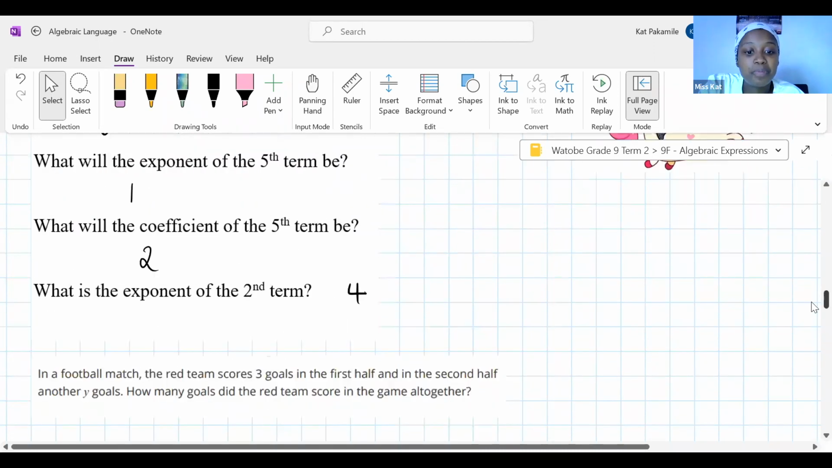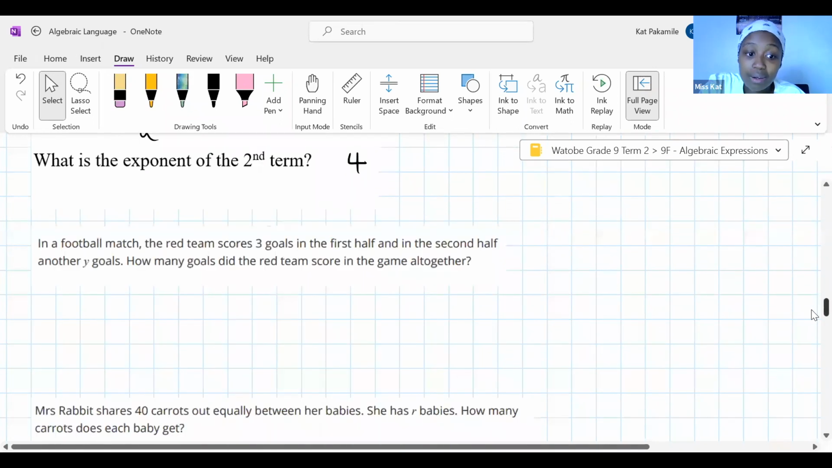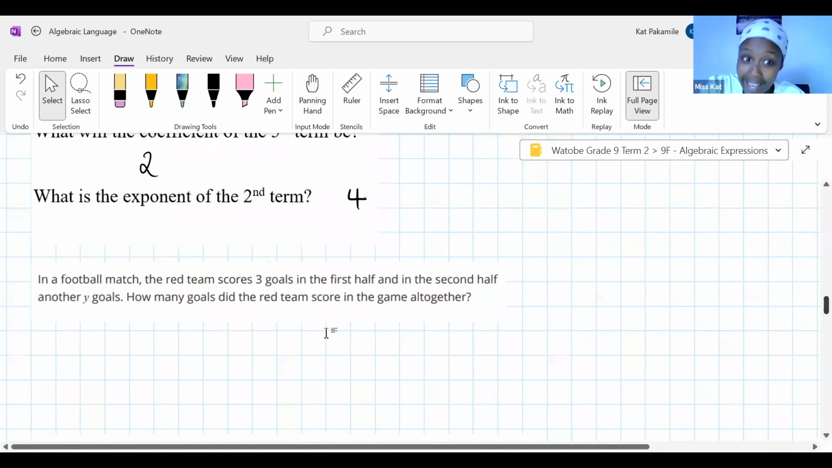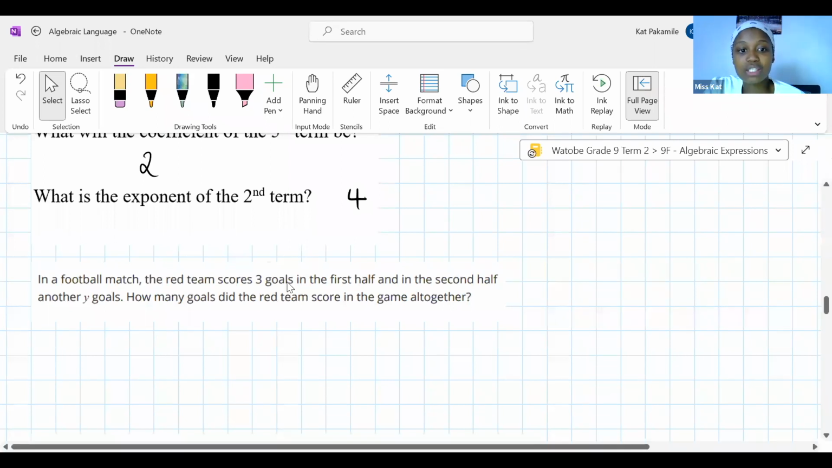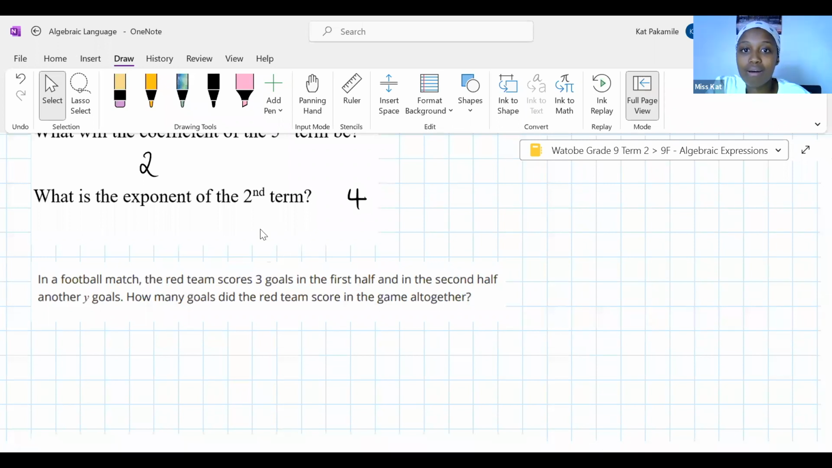Okay. Now we are going to be creating algebraic expressions. Okay, nobody panic. It's manageable. It's not that bad, I promise you. In a football match, the red team scores 3 goals in the first half, and in the second half, another Y goals. How many goals did they score all together? How would we write this as an expression?